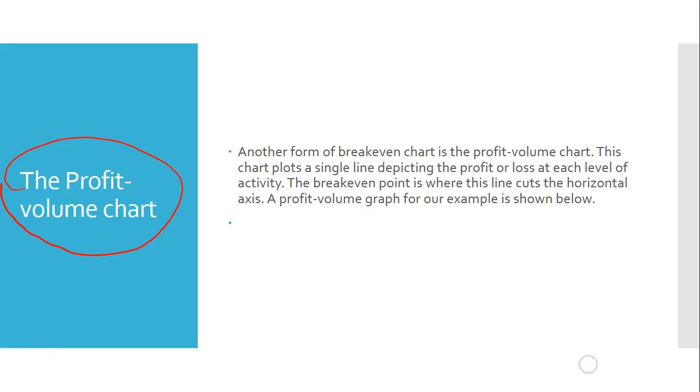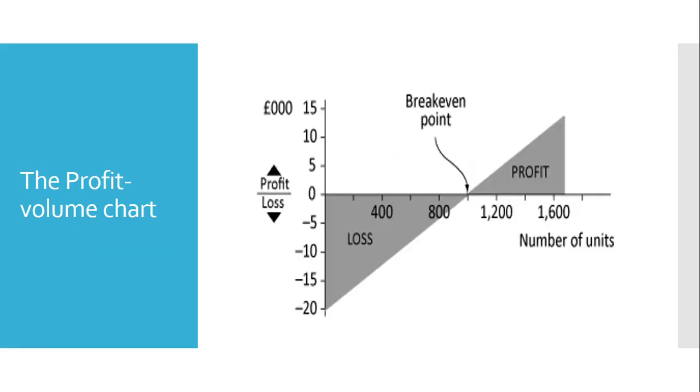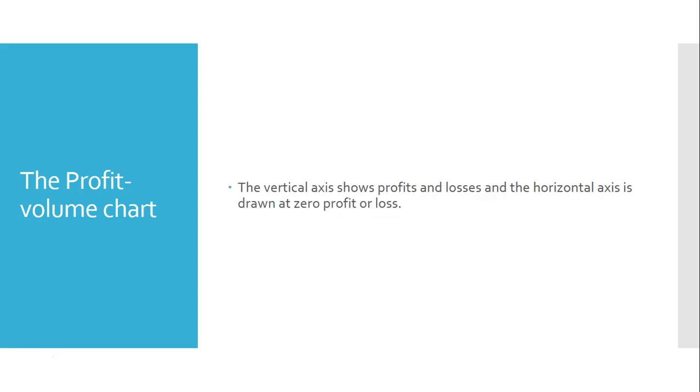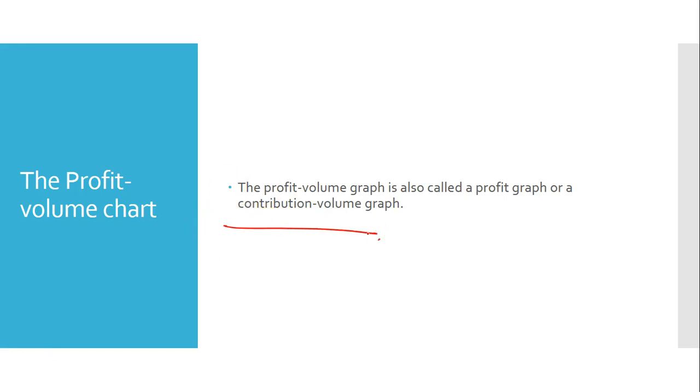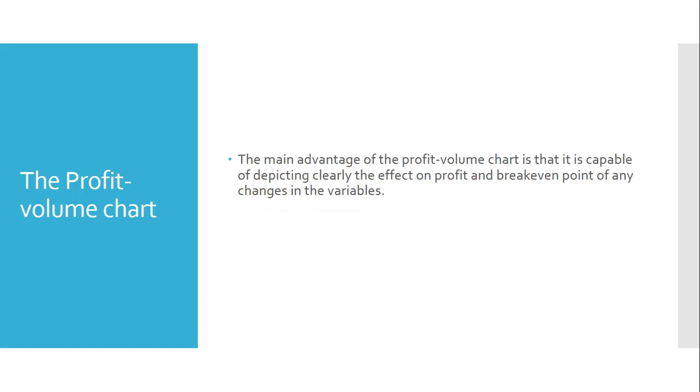Okay. Again, this is just another picture that I picked up. So this is, of course, areas of losses, areas of profits. And this profit graph is also referred to as the contribution volume graph. I've highlighted the fact that we're really looking at the movement in profit when there's a change in the number of units. Okay, great stuff.